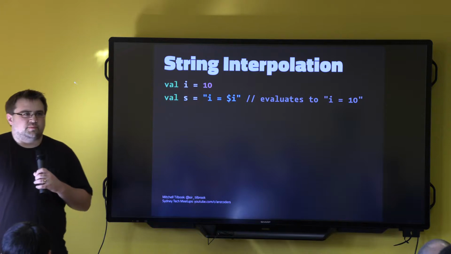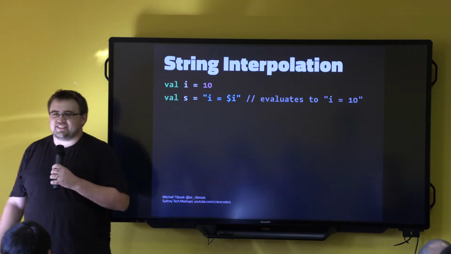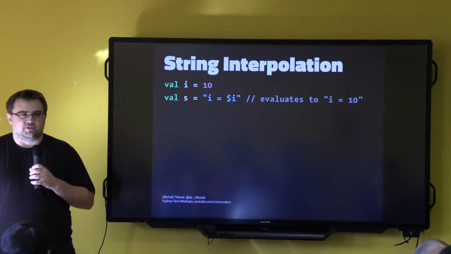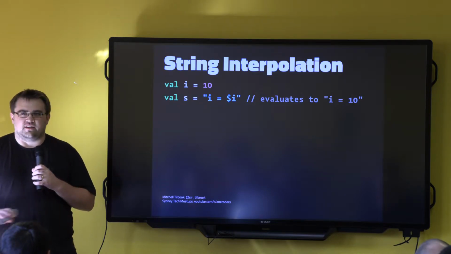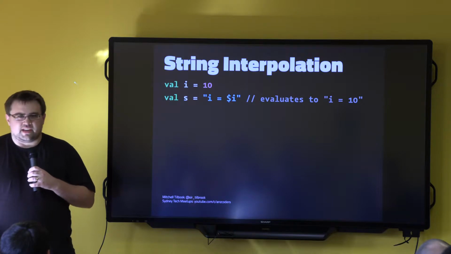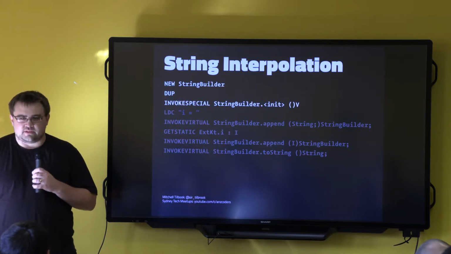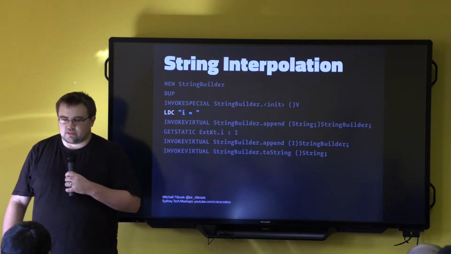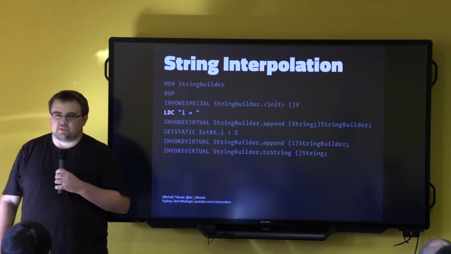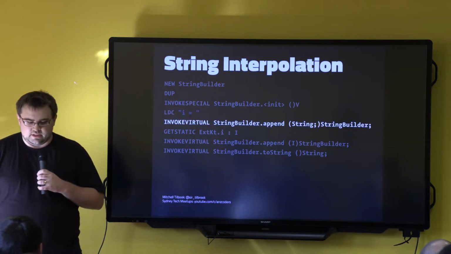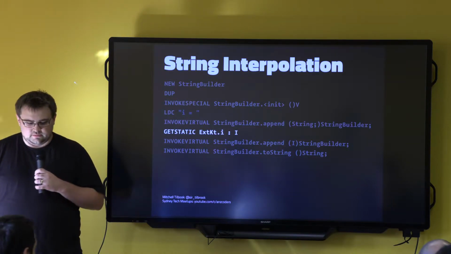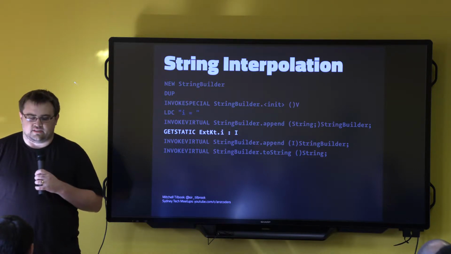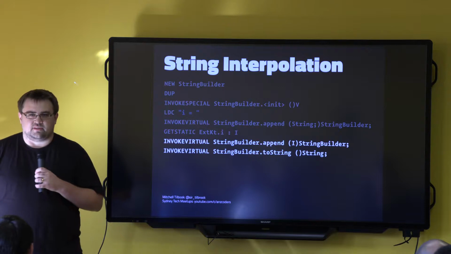String interpolation is probably one of my favorite features in any language. I don't care if it's Kotlin or anything else. Just the ability to express everything in one nice continuous string. But how is it actually working underneath? If we actually go underneath, we can see that Kotlin's actually generating a string builder for us. It's going to load our constant string here, which we defined, which is just I equals. And then we're going to append it to our string builder. And then we're going to get our static in this case, because I just declared it in a file, and then append it and call toString.